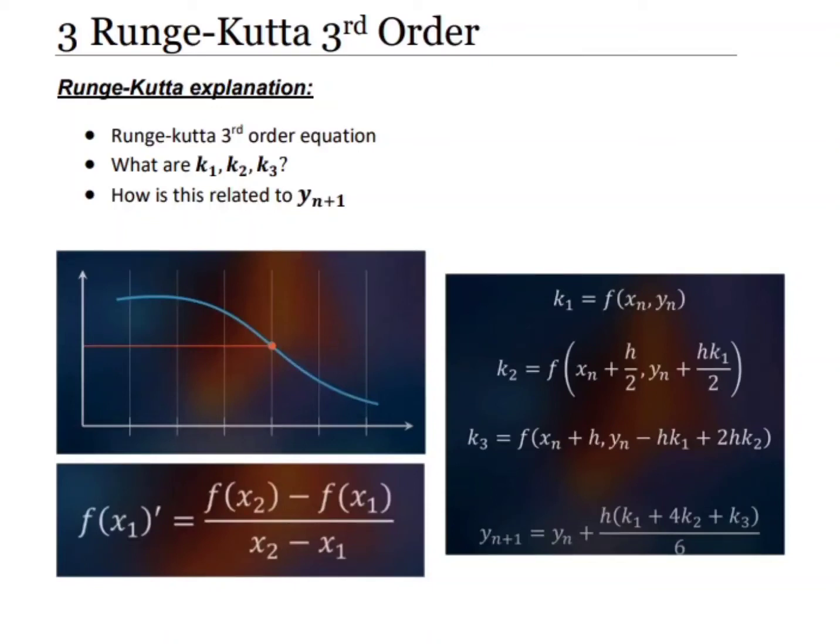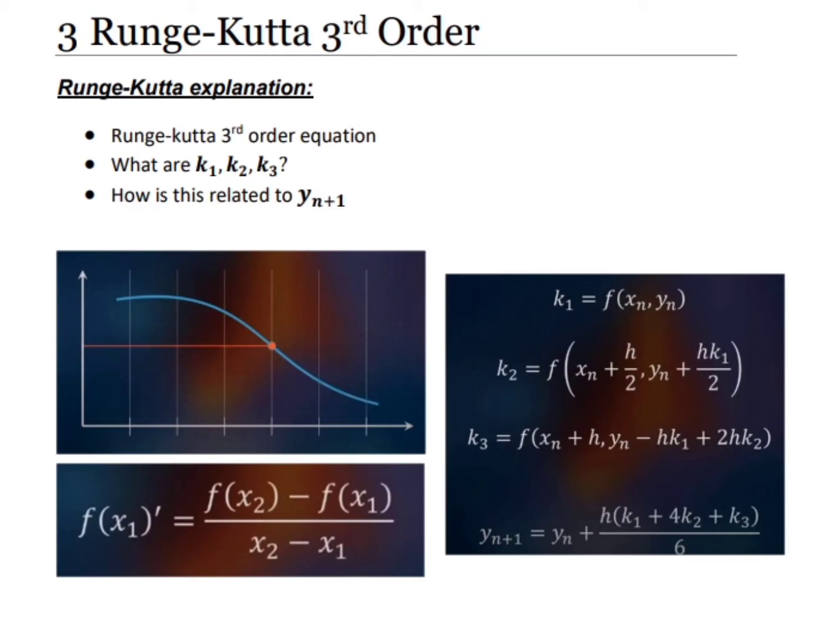Runge-Kutta is simply a numerical method for solving differential equations. Its equation is as follows. Yn+1 is equal to yn plus the product of (k1 + 4k2 + k3) and h over 6, where h is the step between the initial and final values of x. Yn is the initial value of y, and yn+1 is the final value of y. But what are k1, k2, and k3?